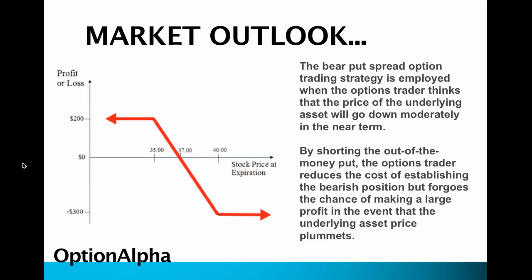So this is different than if you're going to just outright buy a long put option, in which case you think there's going to be a significant move down in the underlying stock. But here, you think there's going to be a moderate move down, and so you're going to forego some of that large profit potential for a lower cost strategy overall.